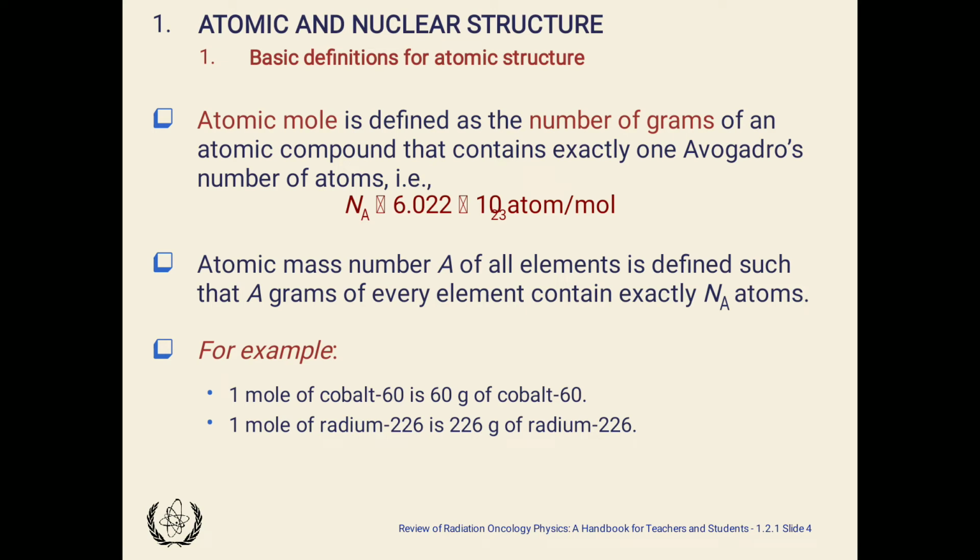Atomic mole is defined as the number of grams of an atomic compound that contains exactly one Avogadro number of atoms. Avogadro number is denoted by Na and its value is 6.022 times 10 raised to 23 atoms per mole. Atomic mass number A of all elements is defined such that a gram of every element contains exactly Na atoms, that is Avogadro's number of atoms. For example, 1 mole of cobalt 60 is 60 gram of cobalt 60. 1 mole of radium 226 is 226 gram of radium 226.